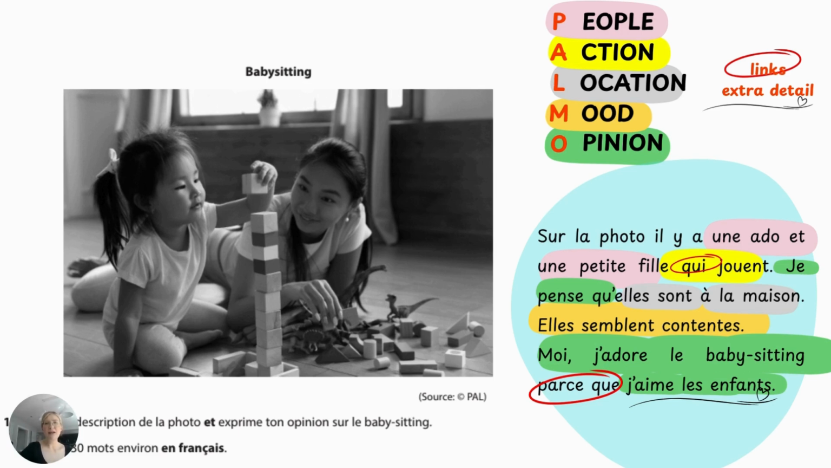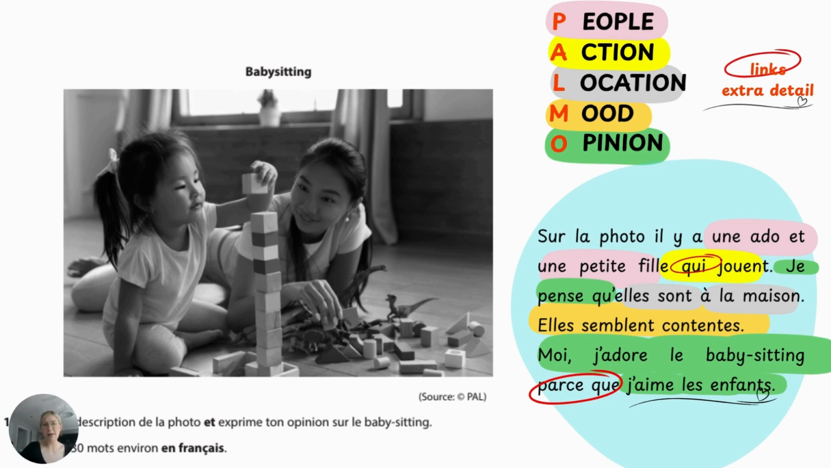Sur la photo, il y a une ado et une petite fille. So we're always going to start with sur la photo il y a. You need to know that by like the back of your hand. Sur la photo il y a. On the photo there is. You can literally get into the exam, scribble that straight down because it's at the top of your head. You've been going over it so many times. So sur la photo il y a une ado et une petite fille. On the photo there is a teenager and a little girl.